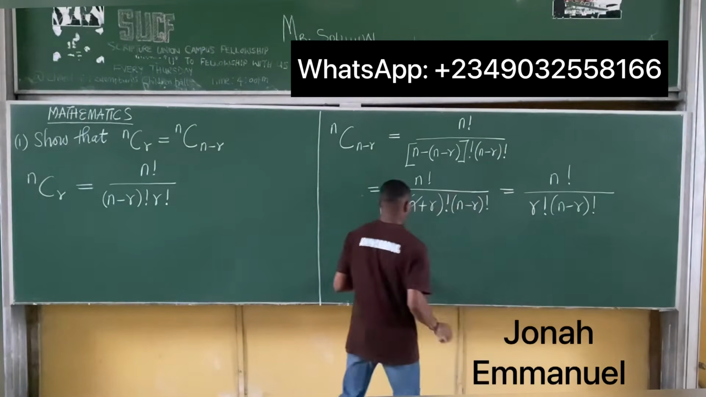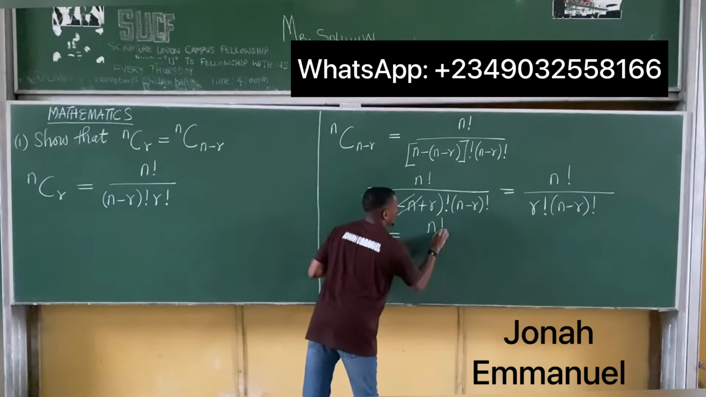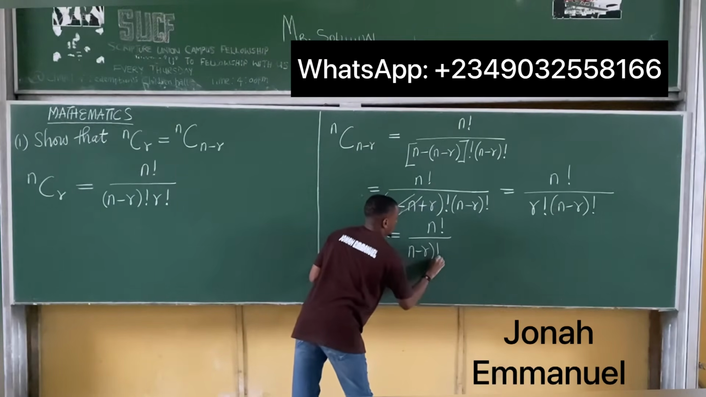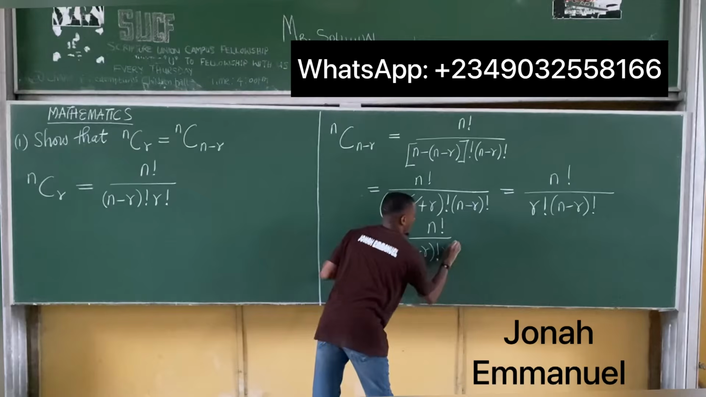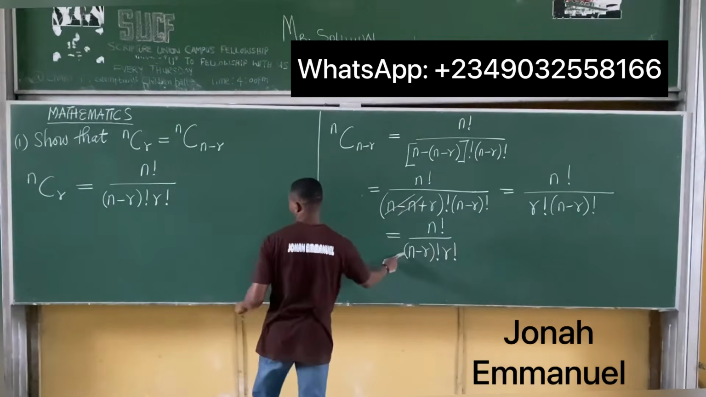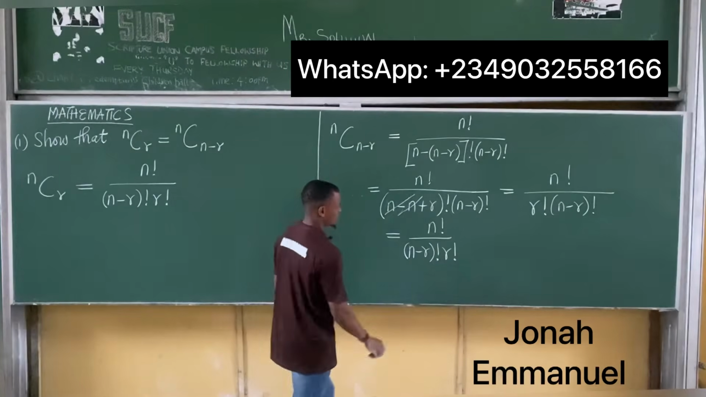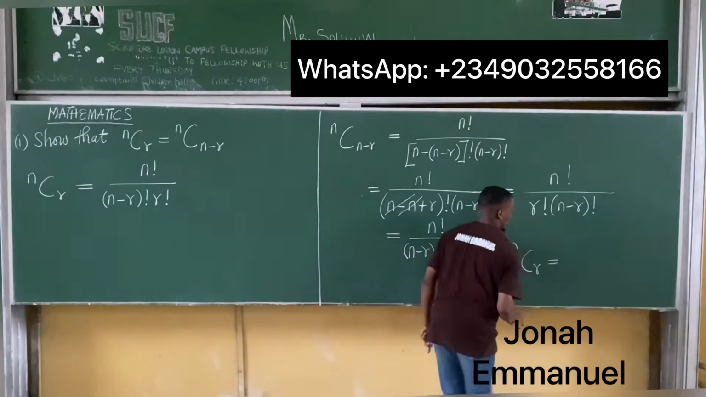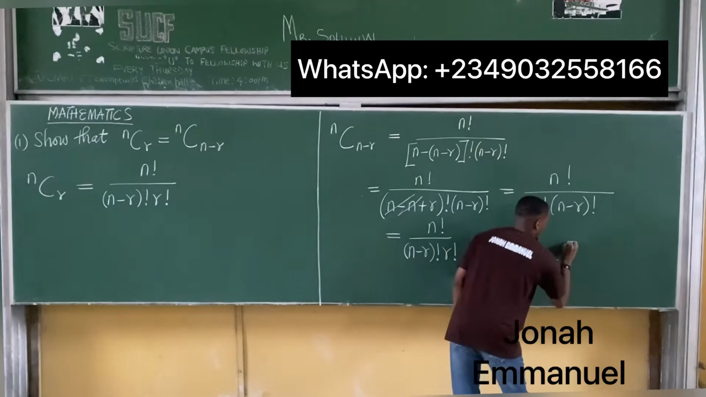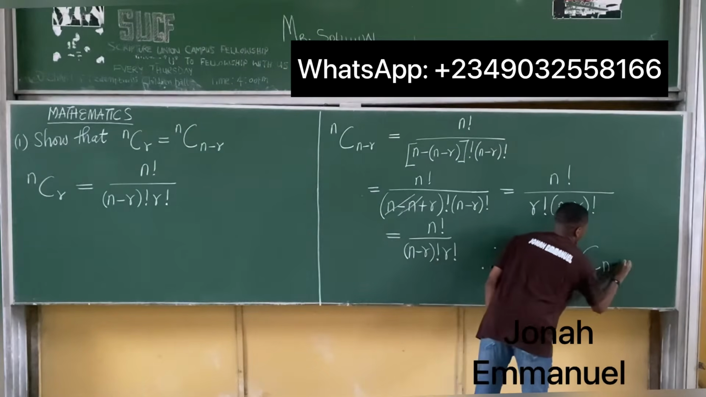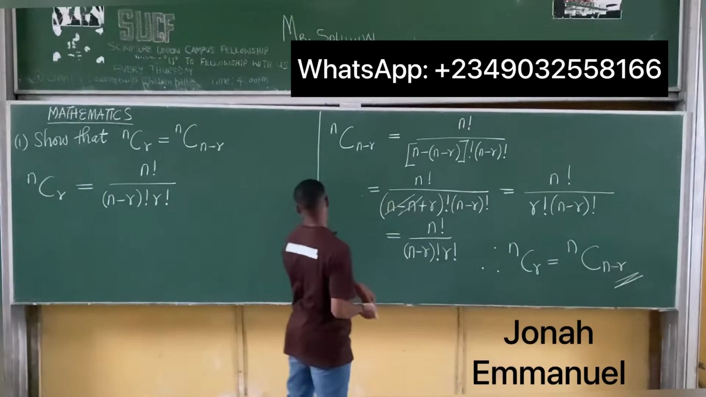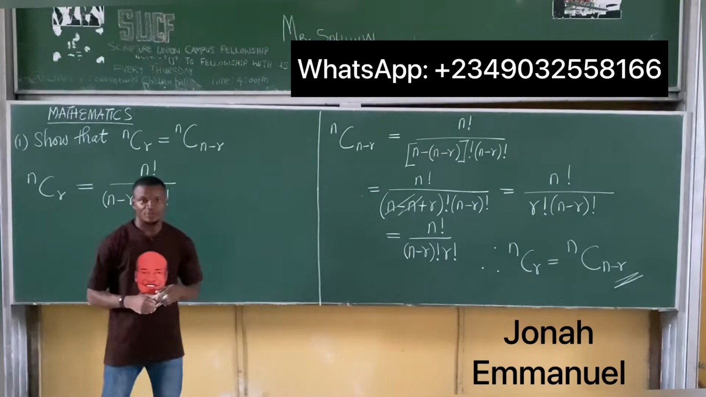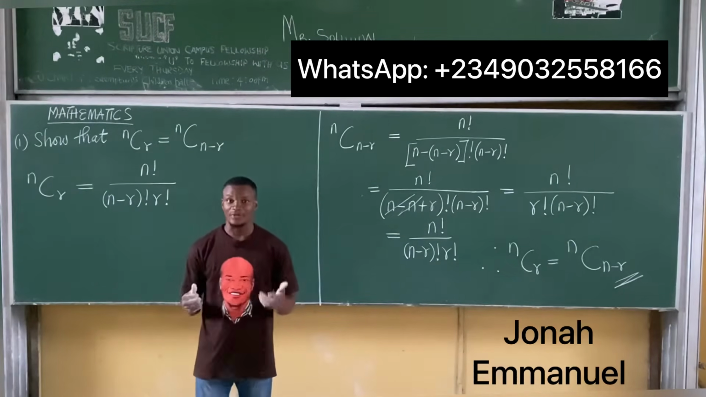I can still rewrite this as being equal to n factorial all over this one first, n minus r factorial, and then this one here, r factorial. So observe that this answer and this one are the same thing. So you can now say, therefore, n combination r is equal to n combination n minus r. So hence, we've proven this to be true. So this is how you prove this algebra of combination.